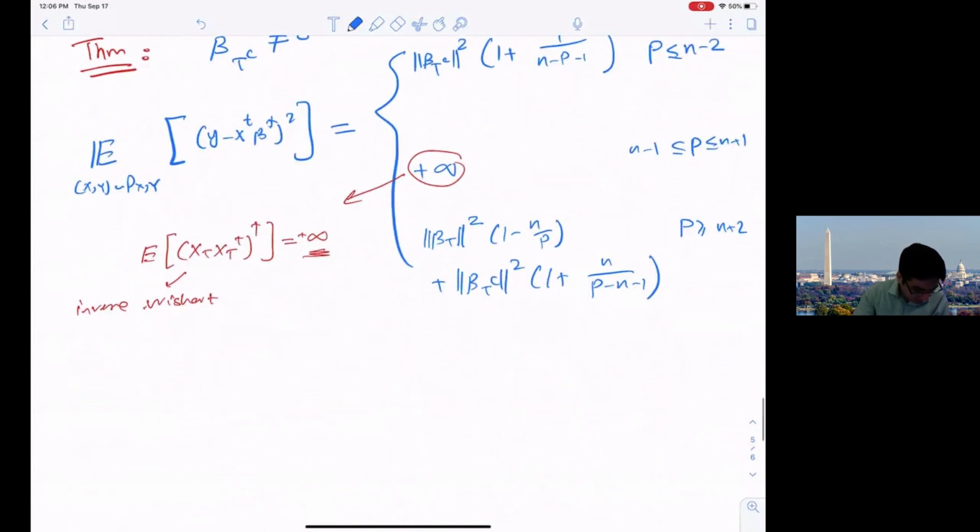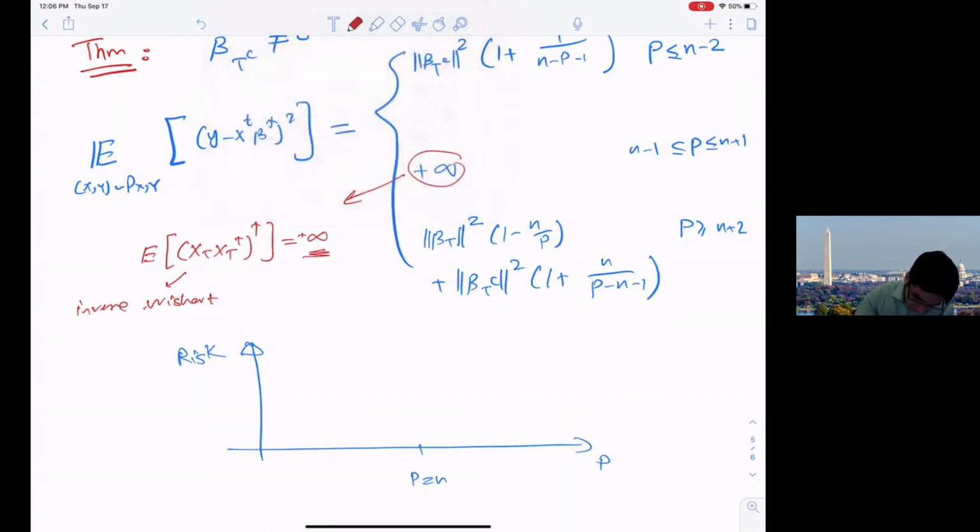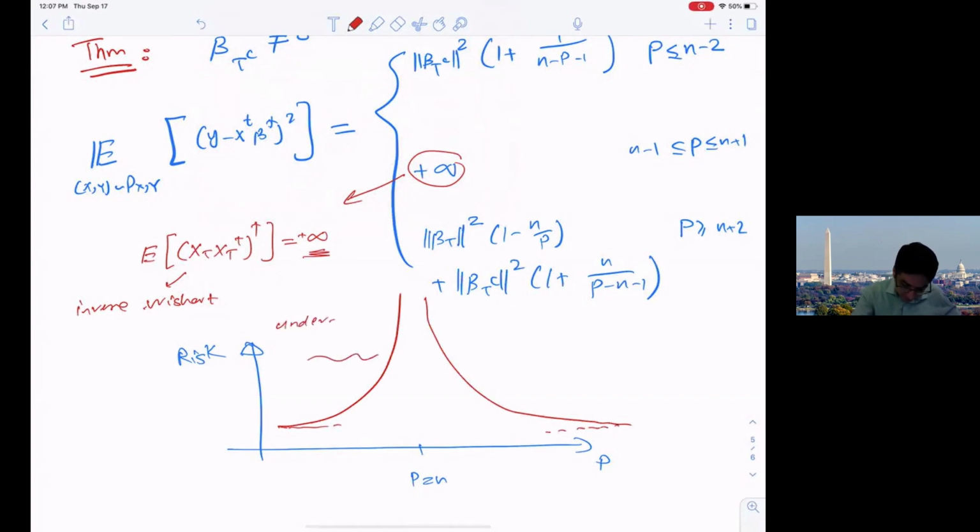So let's plot this in terms of p that I'm using. When p is equal to n, before that, my test error increases and in fact goes to infinity. But after that, I see a decrease in the test error. And in fact, this minimum can be smaller than the minimum that you had before. So you see different behaviors in the under-parameterized and over-parameterized regime. It is not exactly double descent at this point.